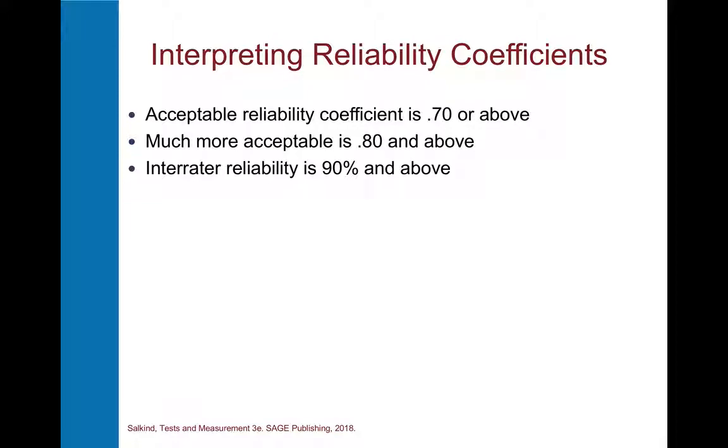So in a nutshell, we want two things really when we're interpreting reliability coefficients. We want reliability coefficients first of all to be positive, and second of all, we want them to be as large as possible. Remember, it ranges from 0 to 1. In general, an acceptable reliability is 0.7 or above, much more acceptable if it's 0.8 and above.